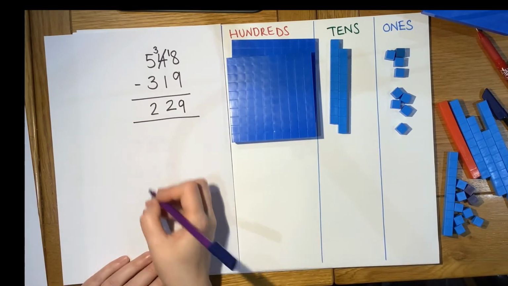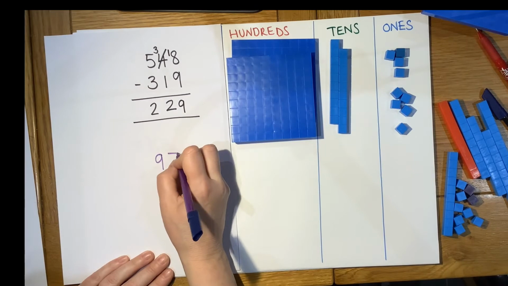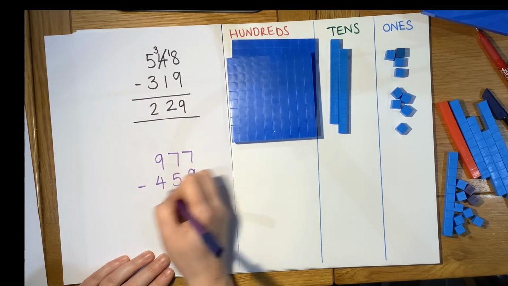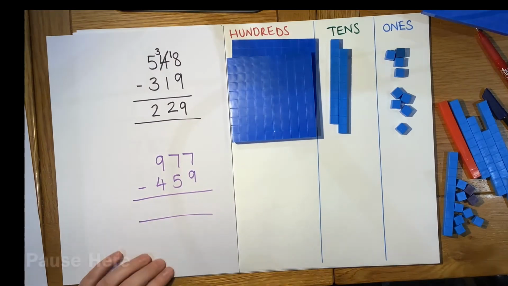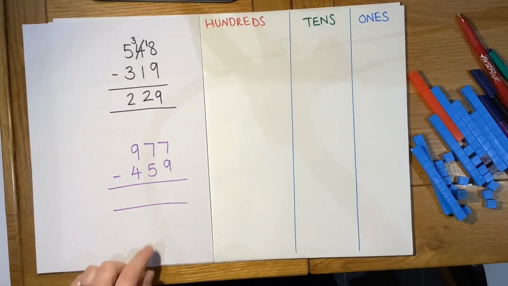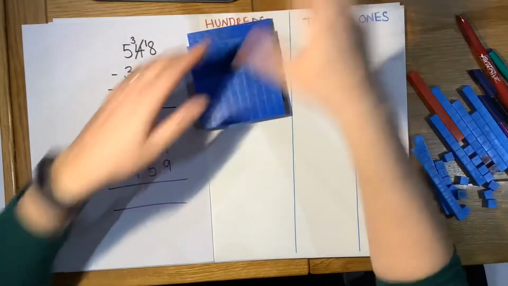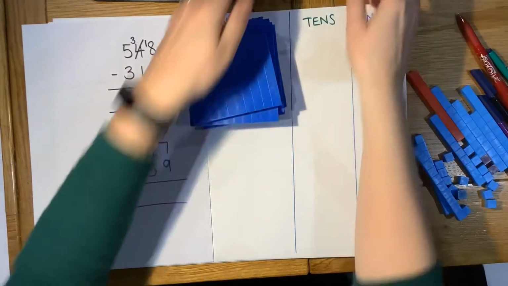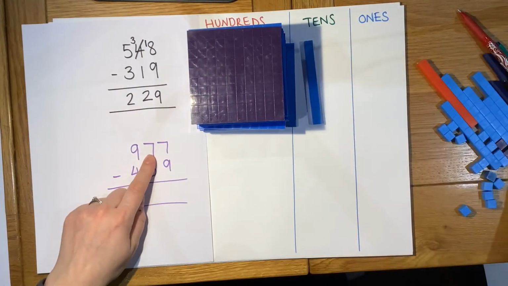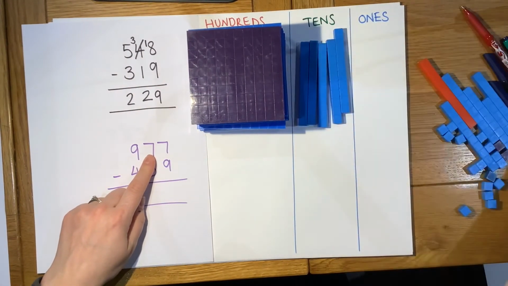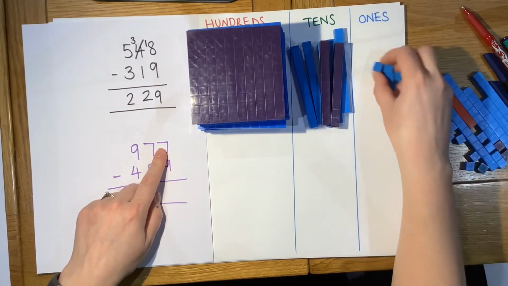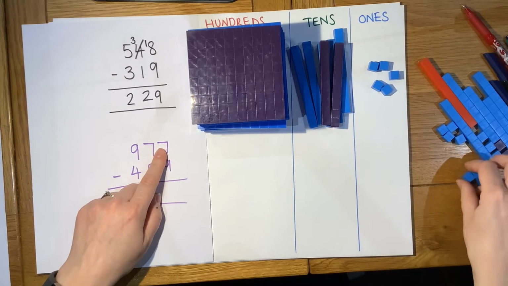Let's do the next one. 977, take away 459. Pause the video, have a go, and then come back for the answer. Okay, 977, 9 hundreds, 7 10s, and 7 ones.